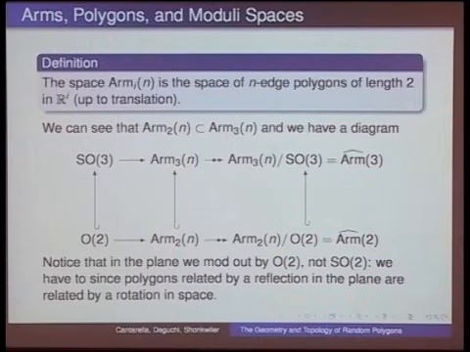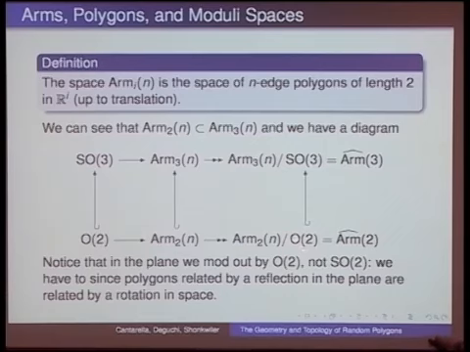So if we think of our plane guys as sitting in a plane in space, well then there's an SO3 action that reflects the plane, right? So if I'm going to include this little moduli space in the bigger one of space polygons, it has to be a moduli space by O2 and not SO2.